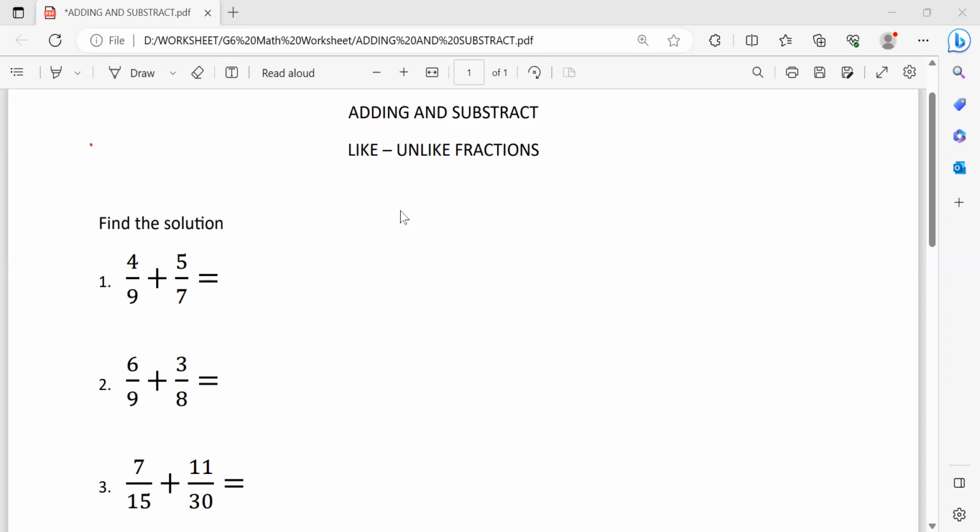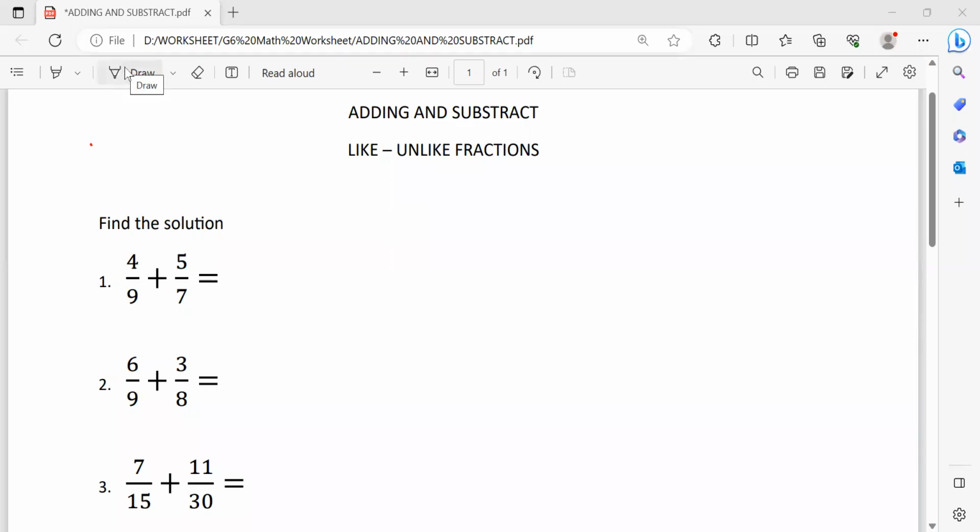Now we are going to learn about adding and subtracting like and unlike fractions. I'm going to discuss five problems regarding adding and subtracting like or unlike fractions. Okay, let's start with number one.